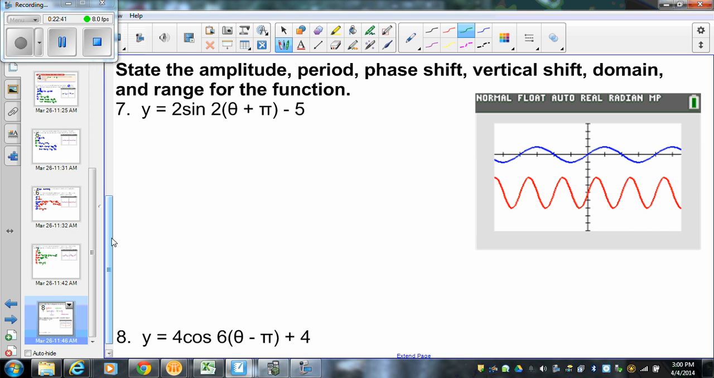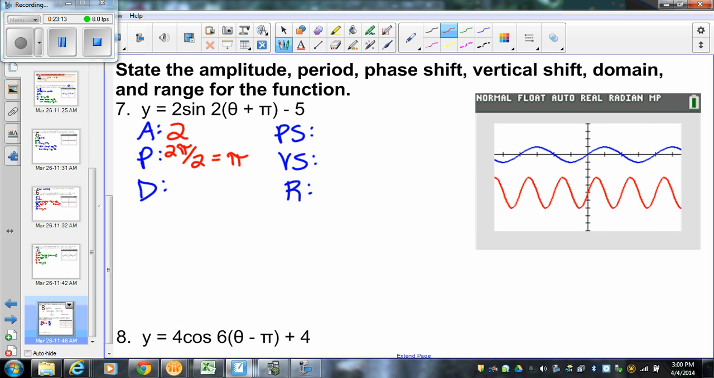So let's make a list of different things that we're going to talk about. Amplitude, period, we'll do phase shift, vertical shift, domain, and range. Okay, so my amplitude is the coefficient out in front, so my amplitude is now 2. My period is 2 pi divided by the coefficient in front of my parentheses. So that would be divided by 2. So my period is pi.